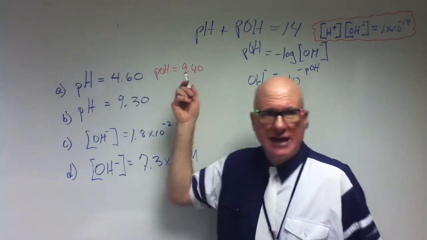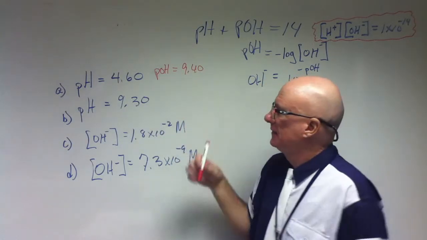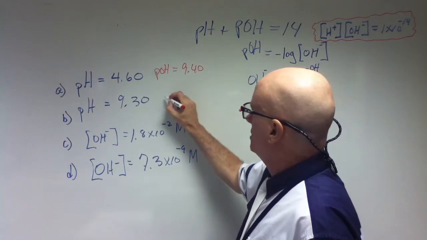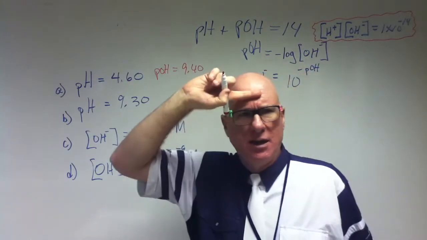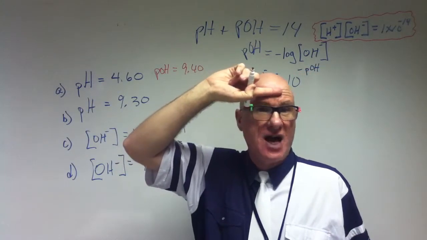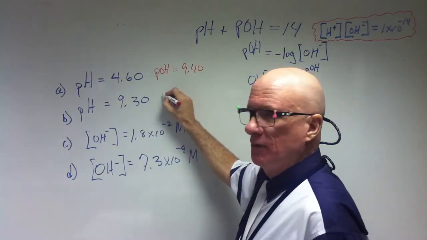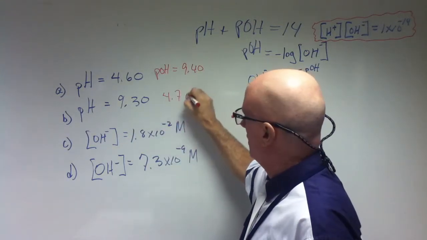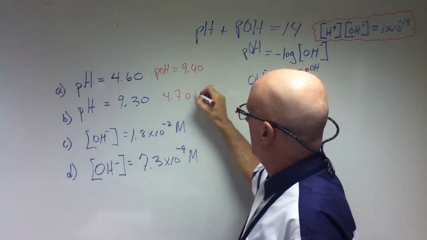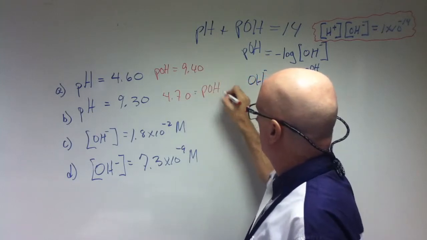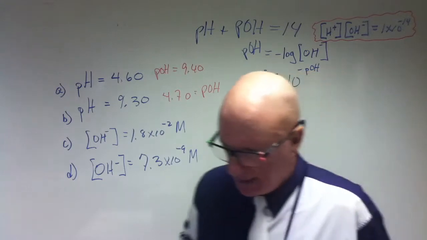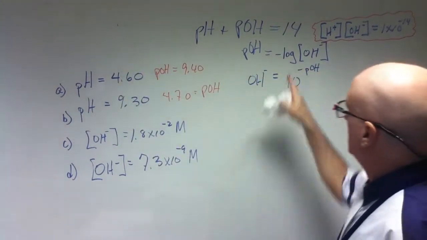So make sure you use 2 decimal places for this. This one is going to be, let's see, 14 minus 9 is 5, right? And then another 0.3, so 4.70. That equals the pOH. All right, so far so good. Let me erase these equations.